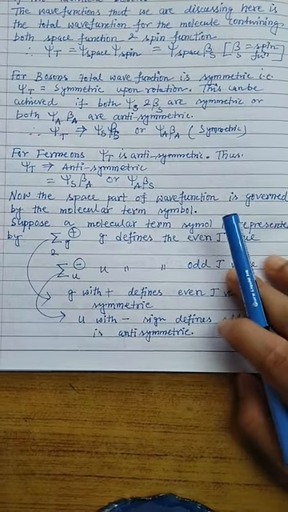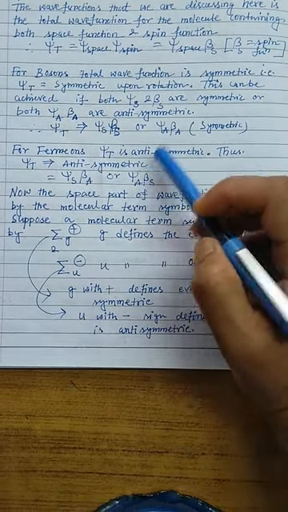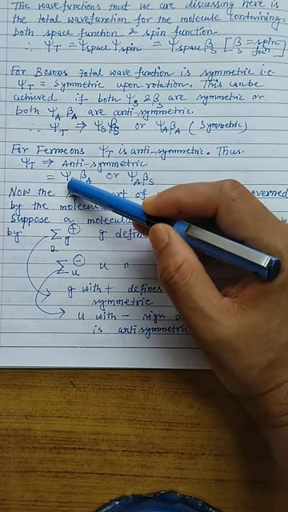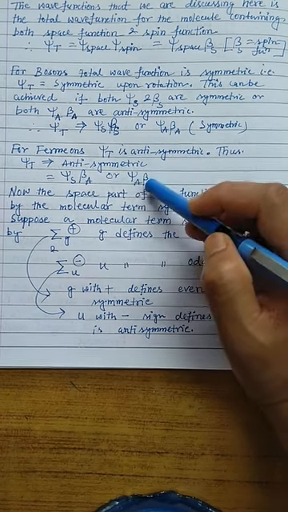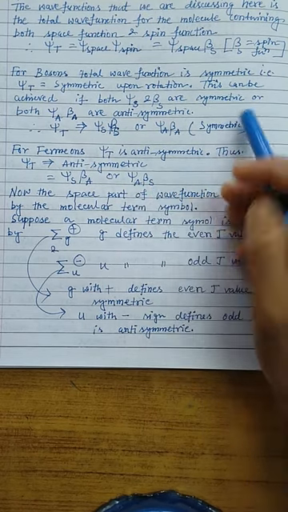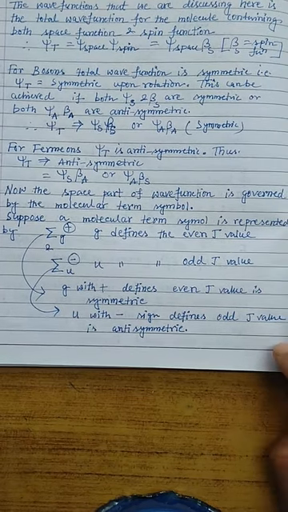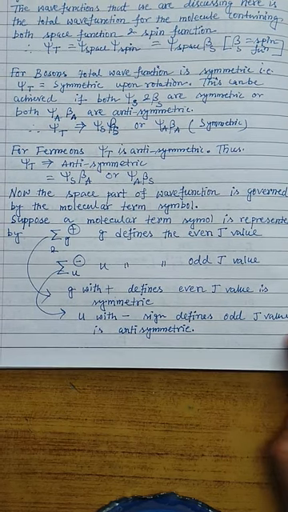For fermions, psi total is anti-symmetric, and this can be achieved either when psi space is symmetric but the spin is anti-symmetric, or vice versa, meaning psi space is anti-symmetric and the spin is symmetric. These are the things we have to keep in mind when the particles are either bosons or fermions. We have to just follow these rules.